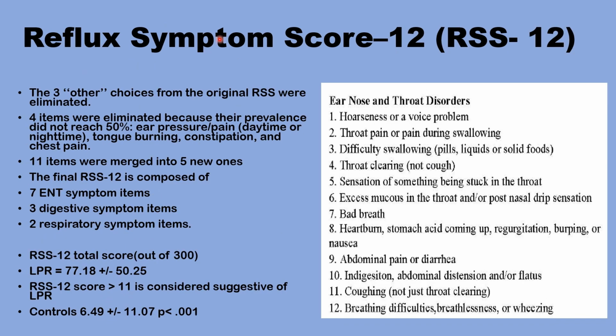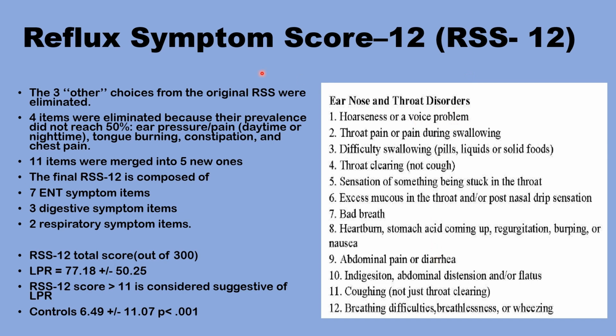The original reflux symptom score is lengthy, formed of 22 different items that take a long time for the patient to fill and for the practitioner to interpret. It was suggested to reduce this into a 12 items modified score, the RSS-12. This is a much shorter score formed of 12 items only.